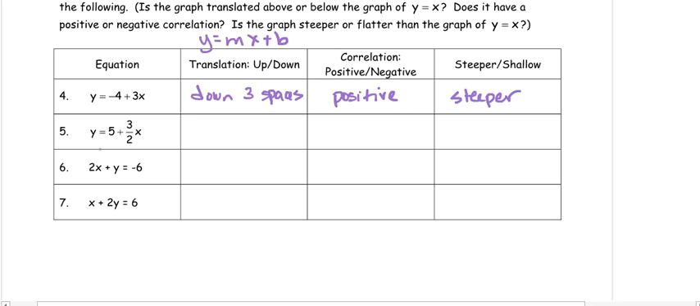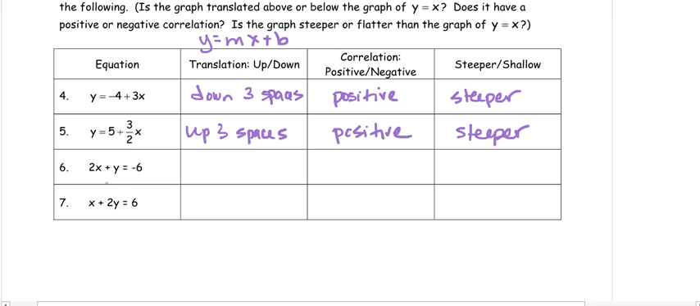Y equals 5 plus 3 halves x. So in this case, the b is 5, so it's going up 5 spaces. It's positive because m is positive. Steep or shallow, this is 3 over 2, which is 1.5, and that's greater than 1, so this is also going to be steeper. And the more you play around with it, the easier this gets for you to understand the correlation.